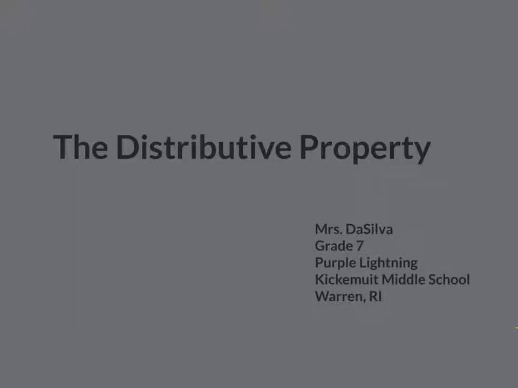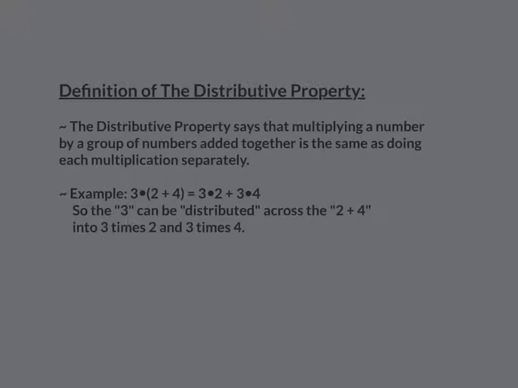So one of the very important concepts that you learn in 7th grade is the distributive property. Here's the definition for the distributive property. Obviously, we're going to go through examples and make it a bit clearer than this, but very specifically, it tells us that the distributive property says that multiplying a number by a group of numbers added together is the same as doing each multiplication separately.